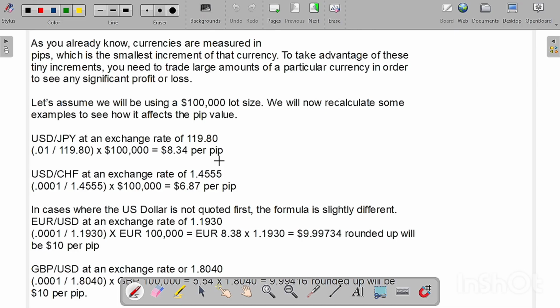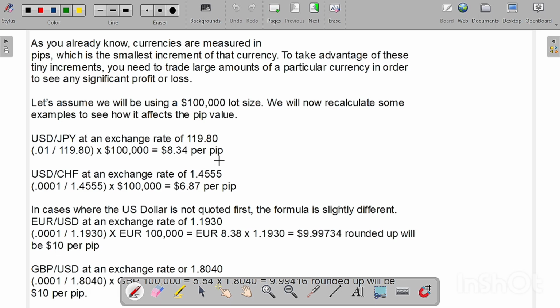Note this, it will cost us $8.34 per every pip that moves in the market. So if the market goes against us 10 pips, that will be about $83.4, because it has gone against us 10 pips. If it goes in our favor for 10 pips, we'll be in $83 in profit.